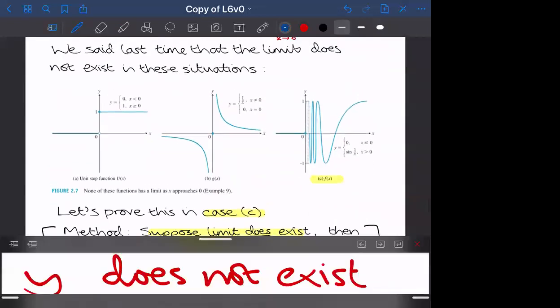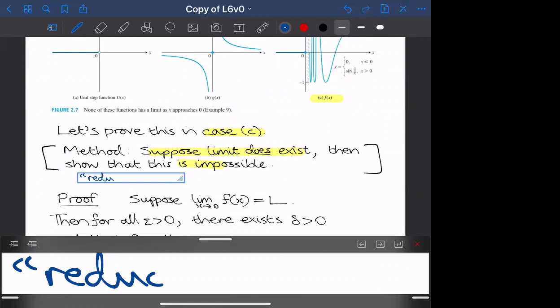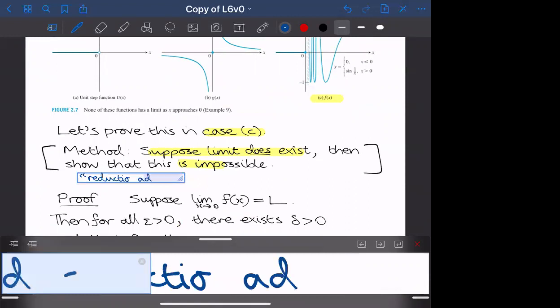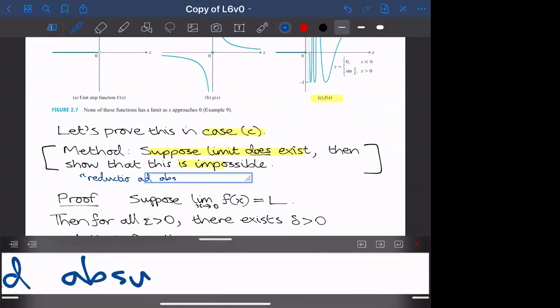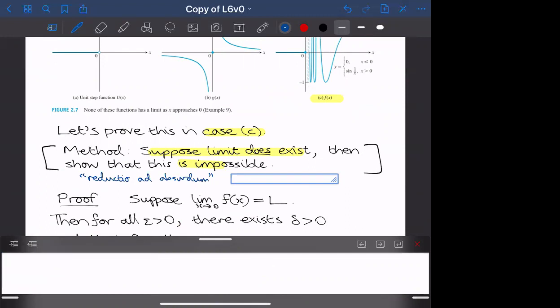So this is sometimes called, by a Latin phrase, reductio ad absurdum, so reduction to absurdity, or proof by contradiction.